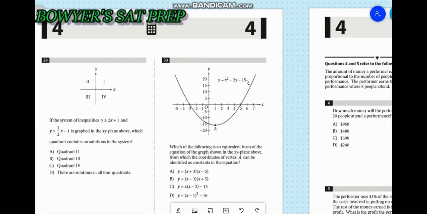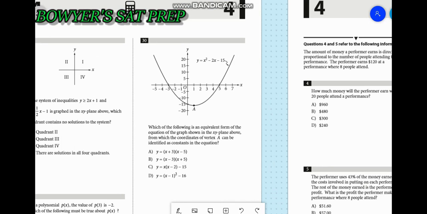Alright, so you want to be as fast as possible in solving, but you have to go slow. Alright, so they said which of the following is an equivalent form of the equation of the graph shown in the xy plane above, from which the coordinates of vertex A can be identified as constants in the equation. Alright, so you know the question they are looking for.